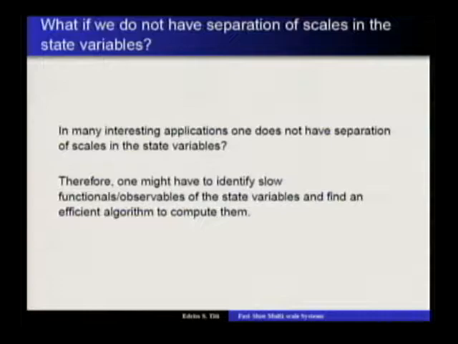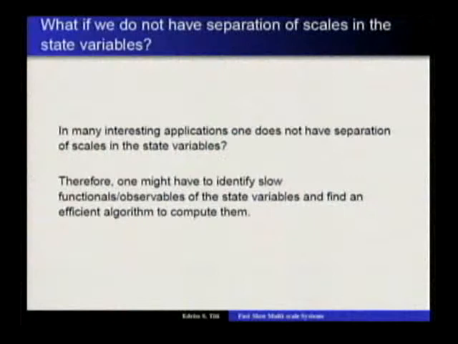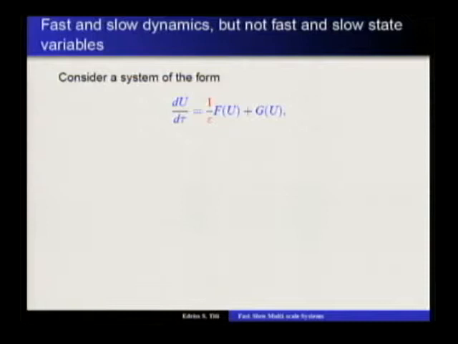So we have to maybe settle for less than the variables themselves, but look for functionals or some observables on the state variables. So I'm going to look into fast and slow dynamics, but not fast and slow state variables. So I'm going to look into a particular case. Again, this case is an extension of the previous case. I'm going to look into an equation of the type du/dtau = 1/epsilon f(u) + g(u). Namely, the vector field has two components, a fast component and a slow component. So therefore, every component in u is advected by the fast and at the same time is advected by the slow.